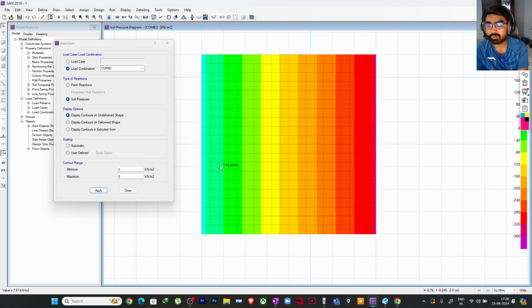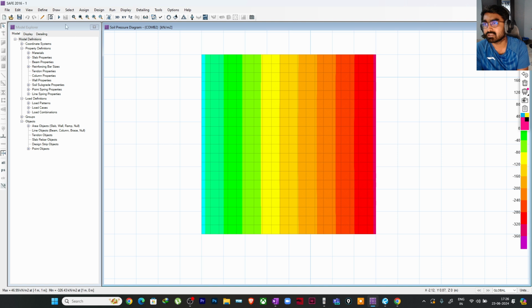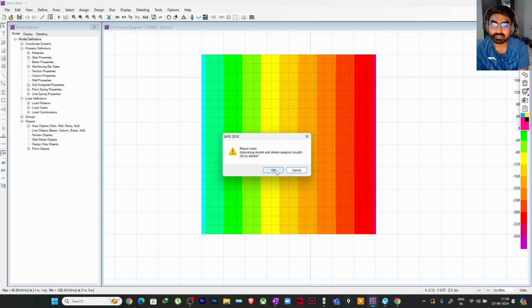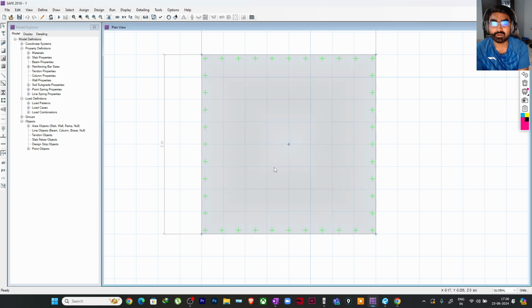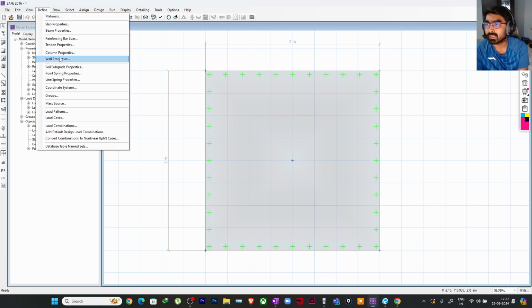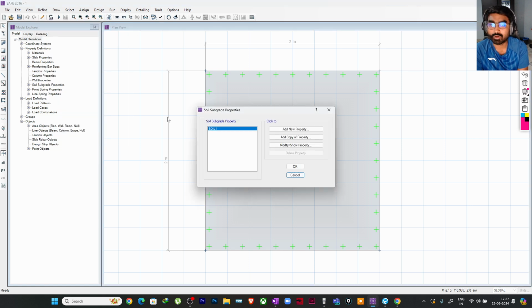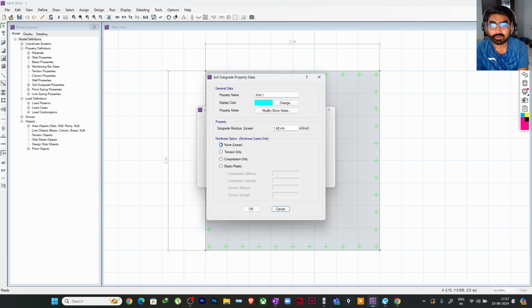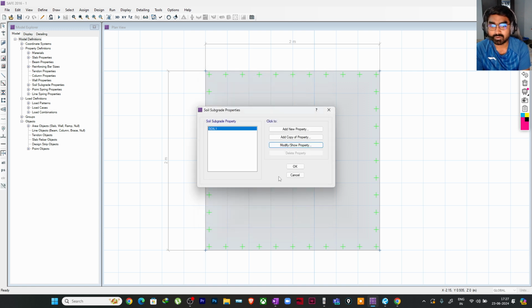So now we have to convert these springs that we have assigned into non-linear springs, right? I'll just click on OK. Why non-linear? Because we want this spring to resist only compression and not tension. So we will go to define, soil subgrade modulus, modify, and from linear I will convert it to compression only. That means this spring will be active only when there is compression, and it will not provide resistance under tension. I'll just click on OK. Now in this case, you have to convert your loading also into non-linear.